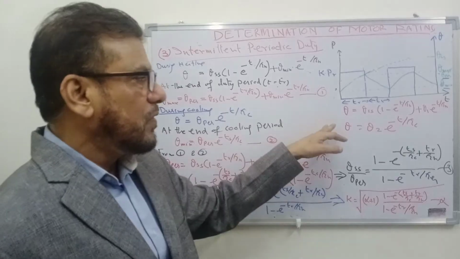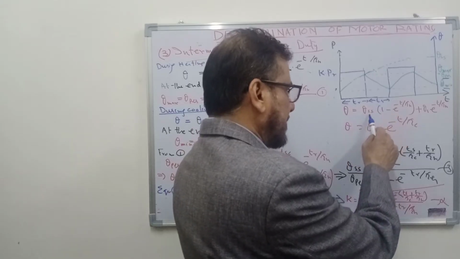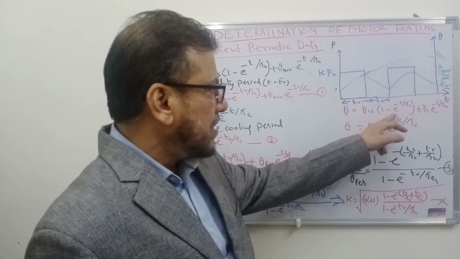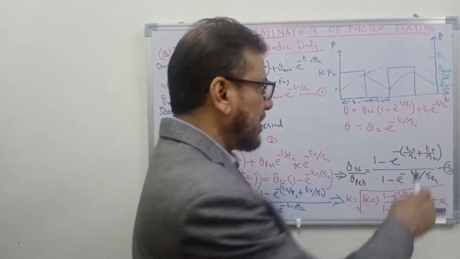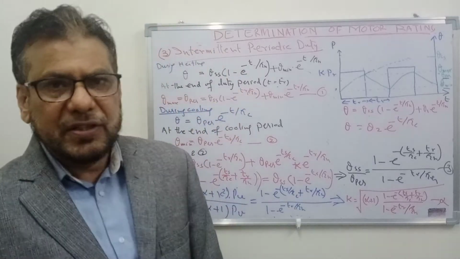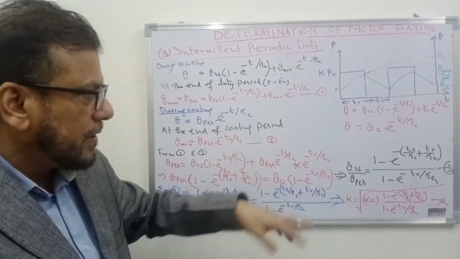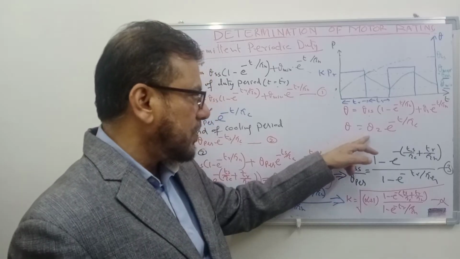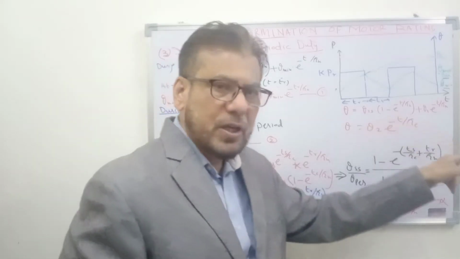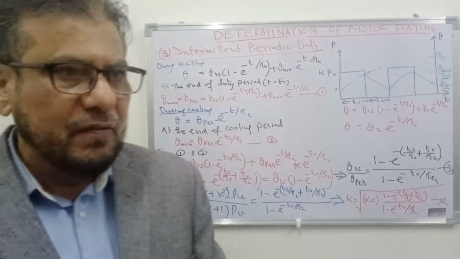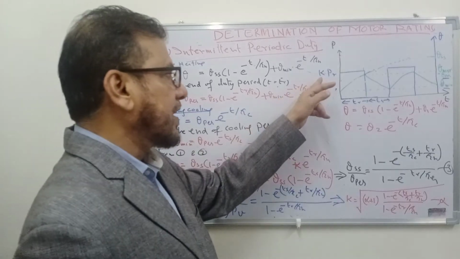Now recall the equations for heating and cooling period. The heating temperature was like this: theta equal to theta SS, the steady state temperature rise, times 1 minus e to the power minus t upon tau h, plus theta 1 e to the power minus t upon tau h. Theta 1 is the initial temperature, theta SS is the steady state temperature rise, and tau h is the heating time constant. During cooling, the value of theta is given by theta 2, that is the initial temperature at which the motor is disconnected, into e to the power minus t upon tau c. So these were the two equations that we derived earlier. We shall use these equations in today's discussion to find out the value of overloading factor K.